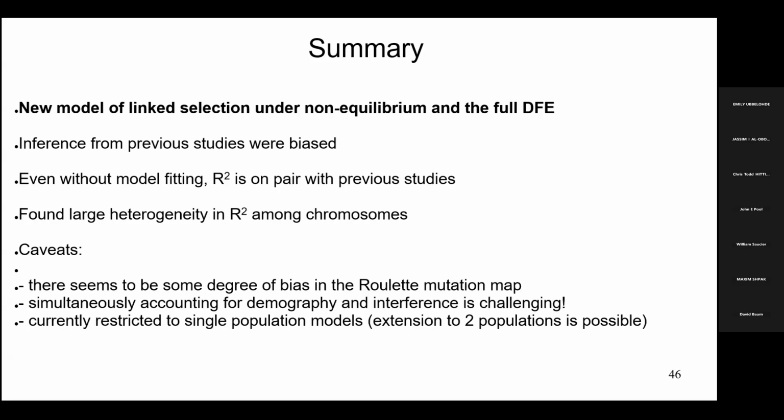There are caveats. There could be a bias in the recombination map itself, and in the mutation map, which we are still investigating. Simultaneously accounting for demography and interference is very challenging, and this is something we can discuss later as well. We are currently restricted to single population models, and we can imagine that non-equilibrium demography, with varying population sizes for a particular species, already leads to complex B-value dynamics. If we have two populations with some degree of structure and gene flow, that can also lead to very rich patterns that we hope to explore in the future. Thank you.